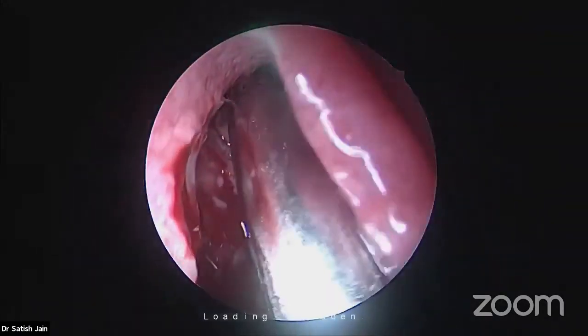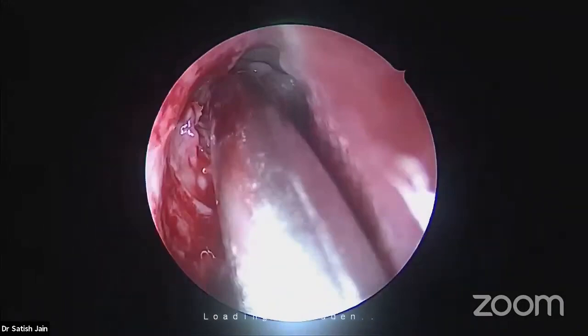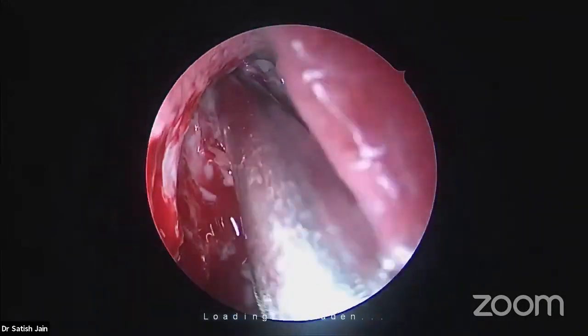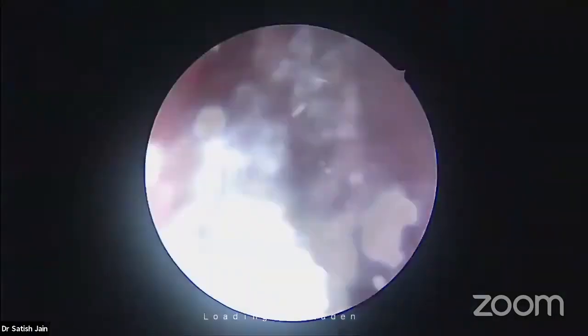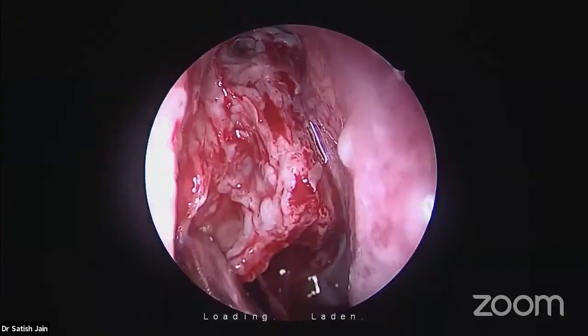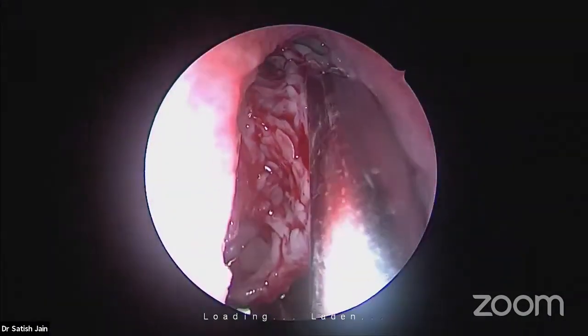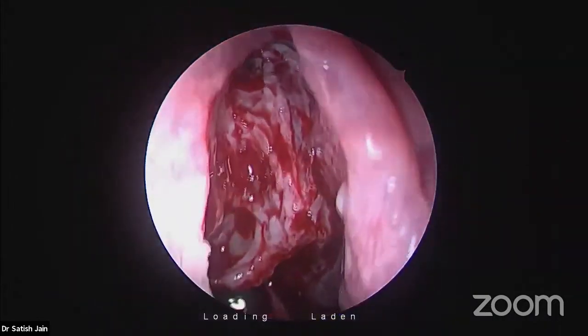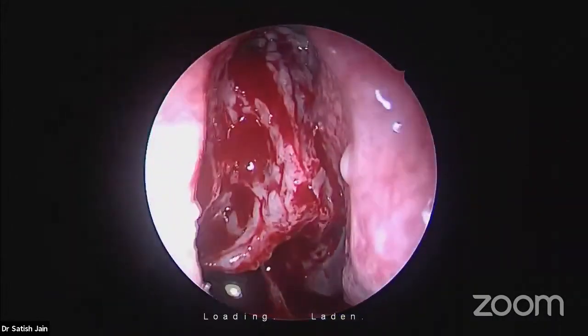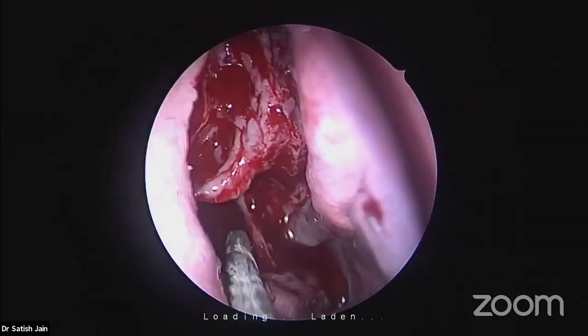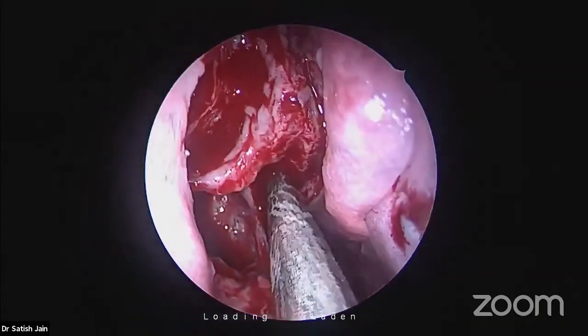See the 0 degree, completely with a 0 degree so far, red 40. And see the entire medial wall of the orbit is skeletonized. Can you see? Complete mucosa intact. Now, at this point of time, what you see in front is the bulla. I haven't done anything to the bulla.